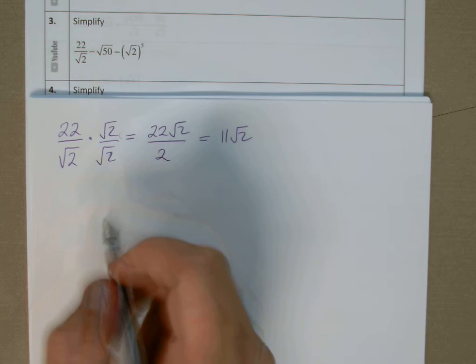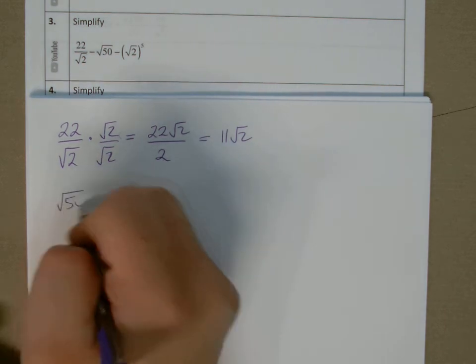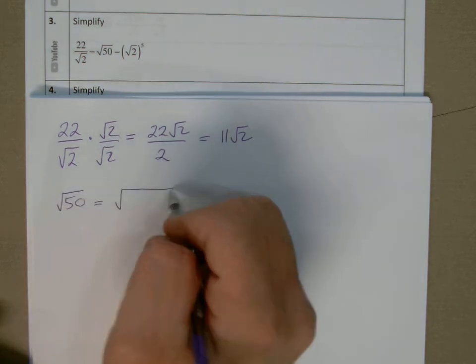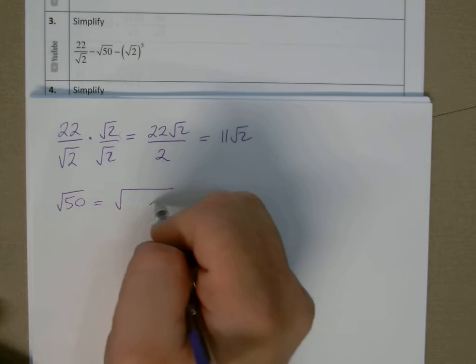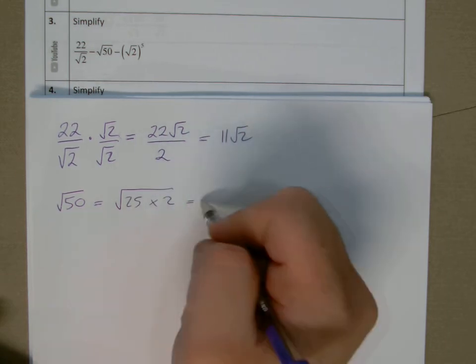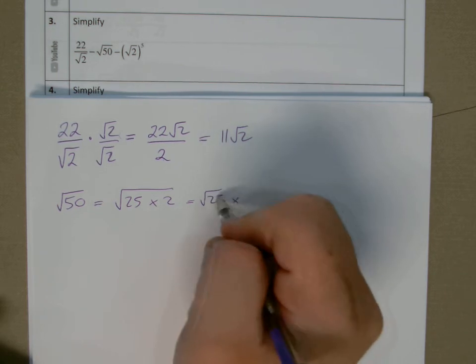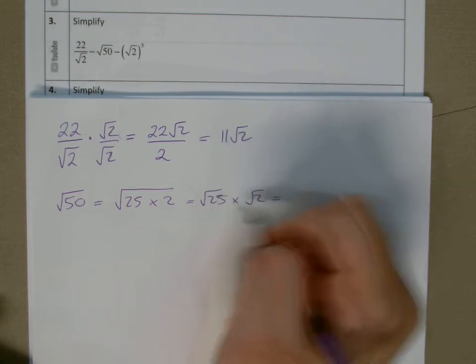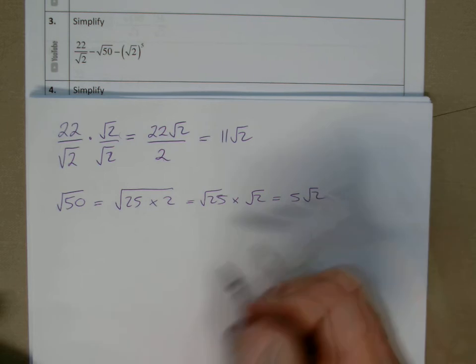Then we've got the root 50. So again, because root 2 seems to be the theme, let's think about what we multiply by 2 to get 50. Well, that will be 25, won't it? And we can split that up. And of course, we know that root 25 is just 5, yes? So that'll be 5 root 2.